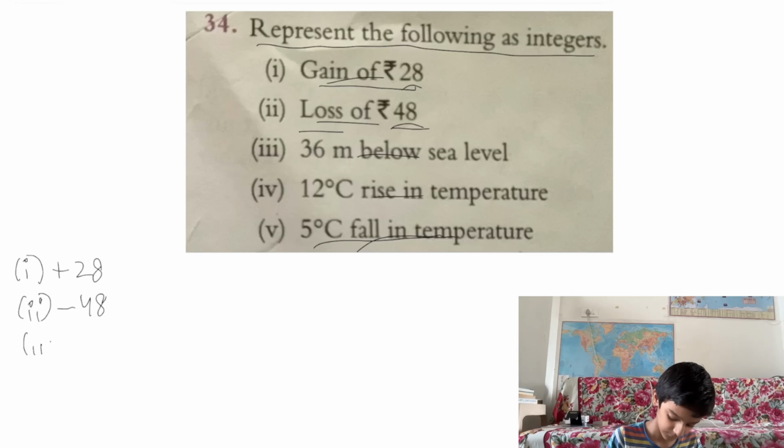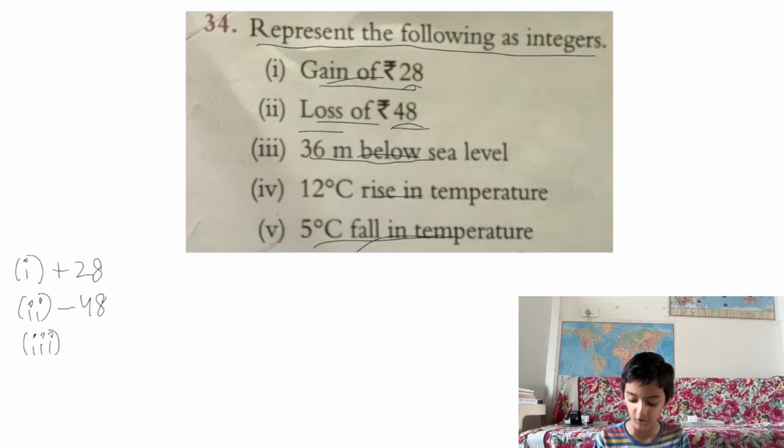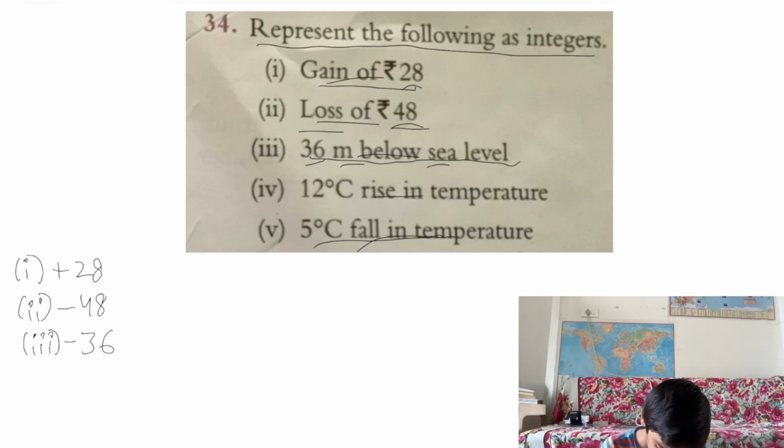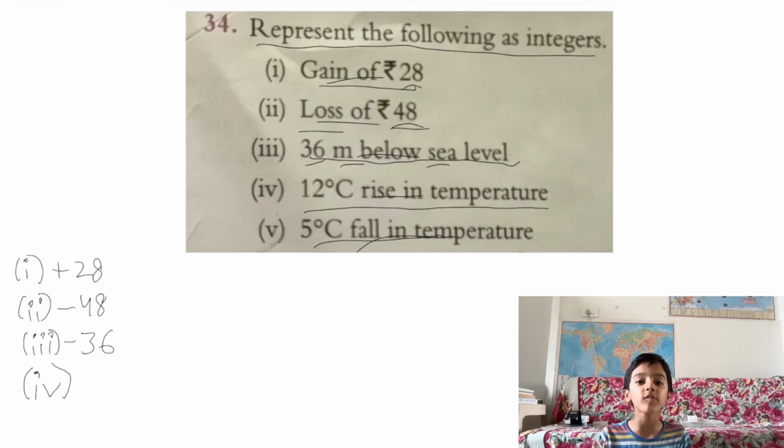Third part. Here 36 meter below sea level. Here they are saying 36 meter below sea level. Below sea level means minus, and we are 36 meter below sea level. So it is represented by minus 36. Fourth part. 12 degrees rise in temperature. Rise is represented by a plus sign. And there is 12 degrees rise in temperature. So this is represented by plus 12.